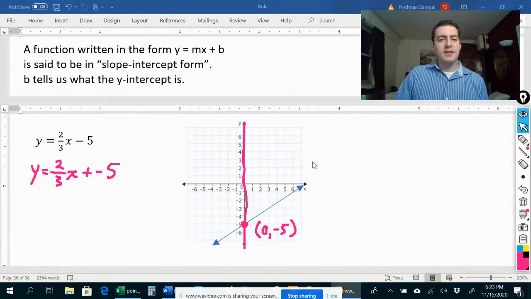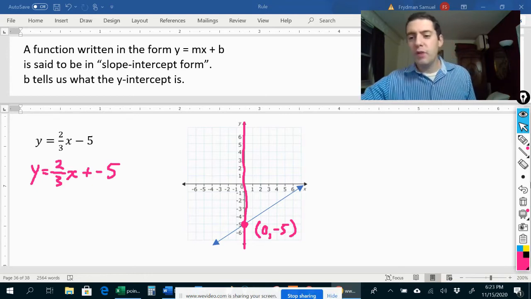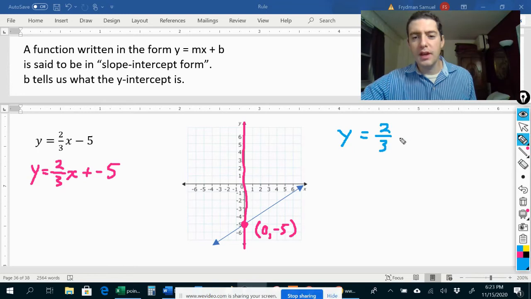Now, the fact that this b value, which was in this example -5, tells us exactly where the y-intercept is, that's not just a lucky coincidence. There's a reason why that happens. Let me rewrite this equation again. y equals 2/3 x minus 5.